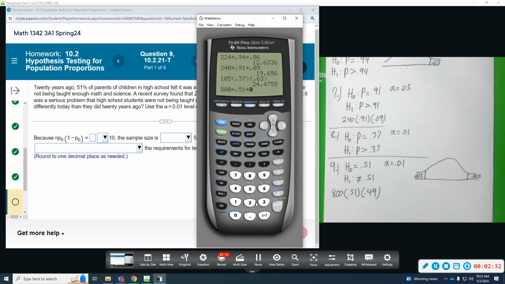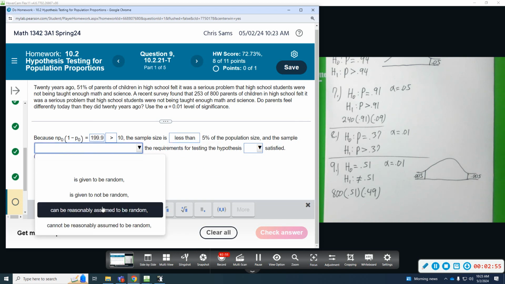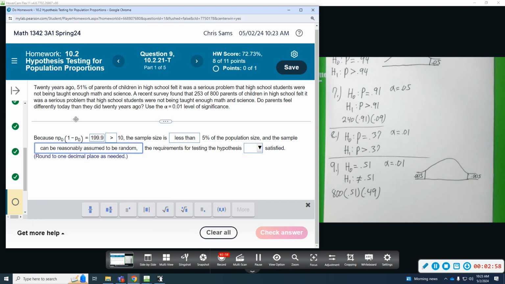0.51 times 0.49. We get 199.92, one decimal place, 199.9. Alright, that is much greater than 10. Sample size, we're going to say it's less than 5% of the population. Sample can be reasonably assumed to be random. It doesn't say anything about it being random. It says a recent survey. So because this is big enough, this is small enough, the requirements are satisfied.